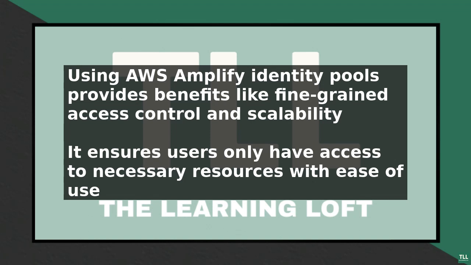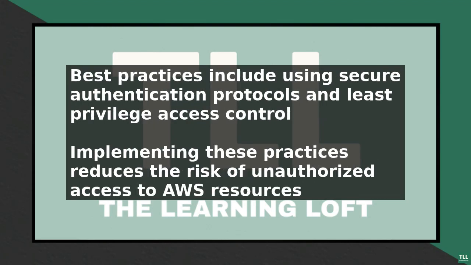Best practices for using AWS Amplify identity pools include using secure authentication protocols, such as OAuth and OpenID Connect, and implementing least privilege access control. This ensures that users only have access to the resources they need, and reduces the risk of unauthorized access.